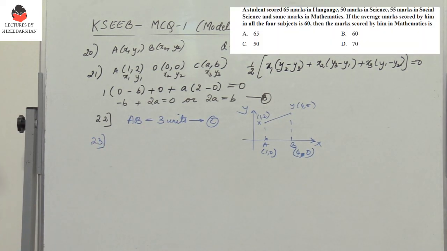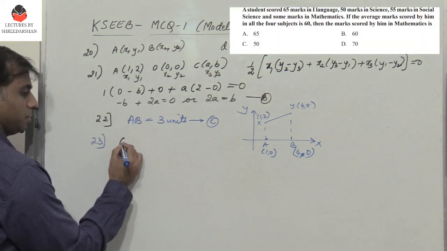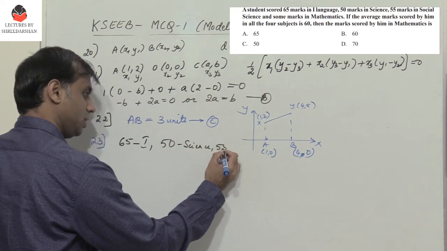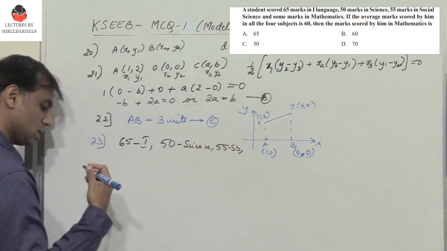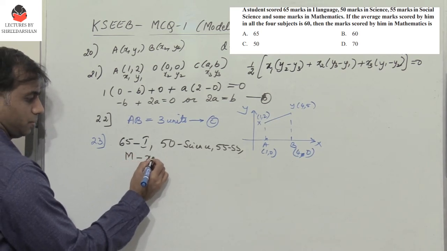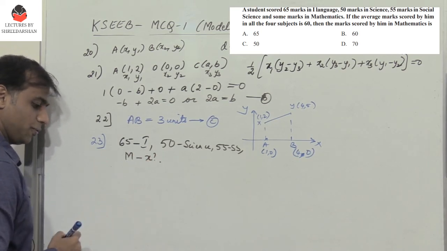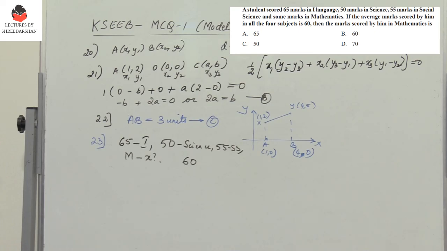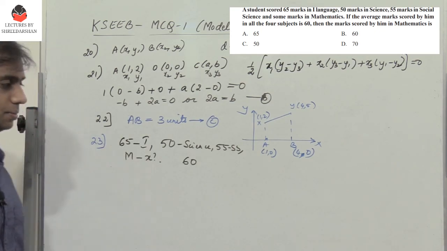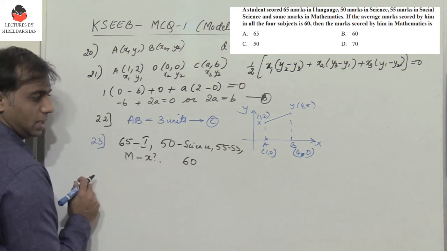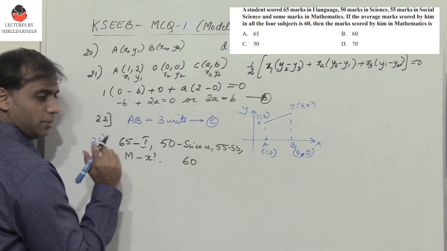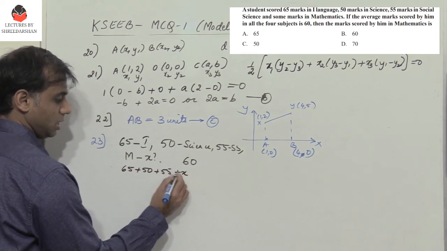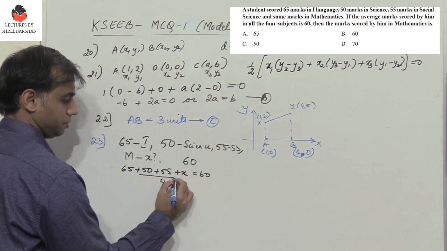23rd one. A student has scored 65 marks in first language, then 50 marks in science, 55 in social science, and some marks in maths. Maths we don't know, let me call it X. If the average marks in all these 4 subjects is 60, then find the marks scored by the student in maths. How do you calculate the average? Sum of all these 4 divided by 4 should give me 60. So (65 plus 50 plus 55 plus X) by 4 is 60.